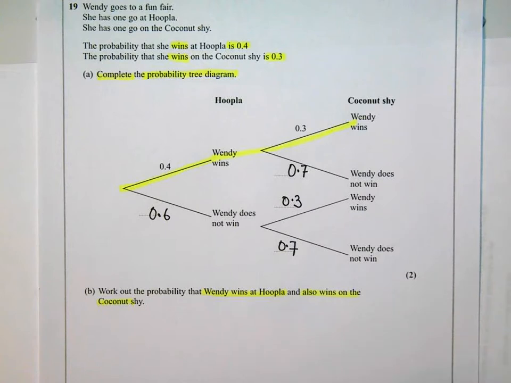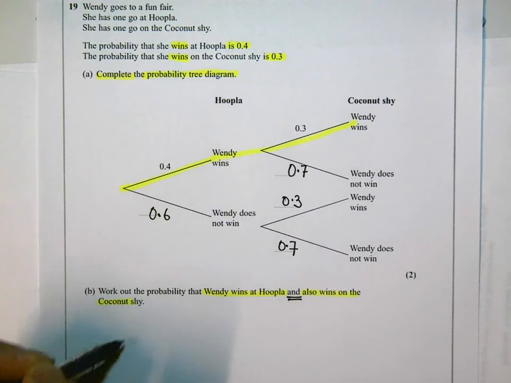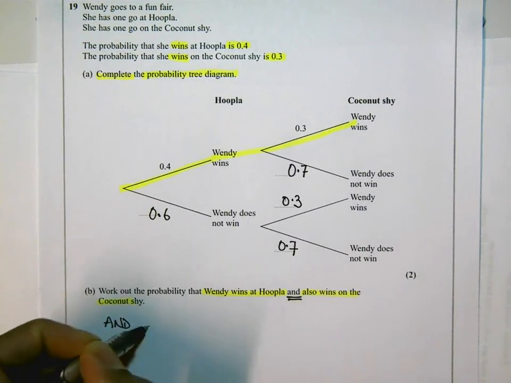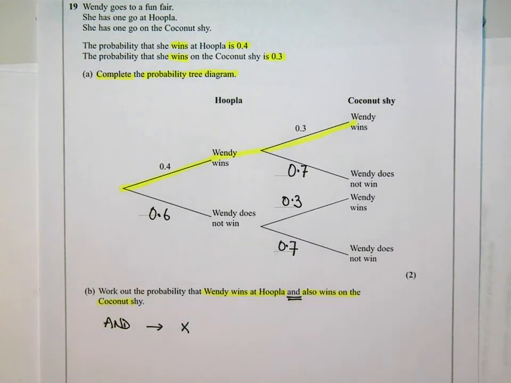If you're following a path on a tree diagram and it's an AND probability, you times. Okay, so if it's an AND probability, that means you multiply. If it's something and something, you multiply. So if it's the probability that she wins at hoopla, which is 0.4, and the probability that she wins at coconut shy, that's 0.3. So just writing that down is on your mark.